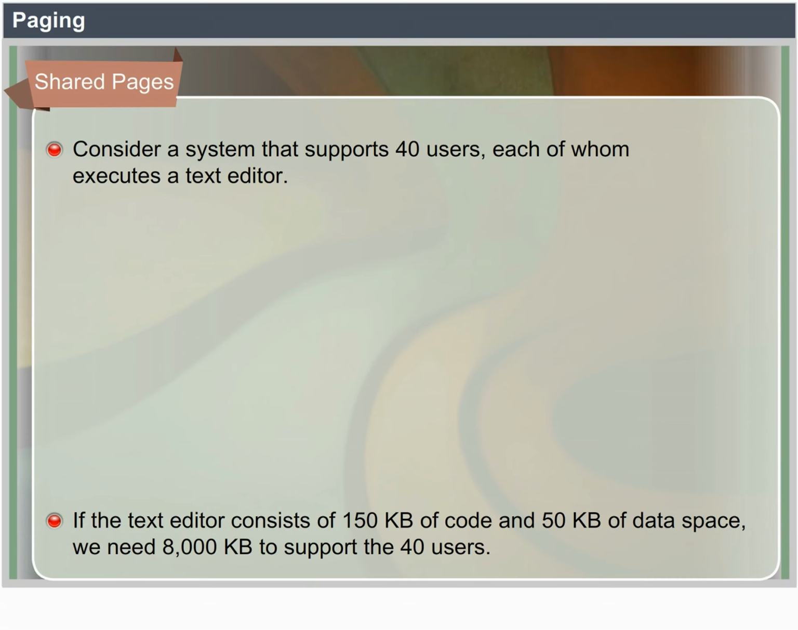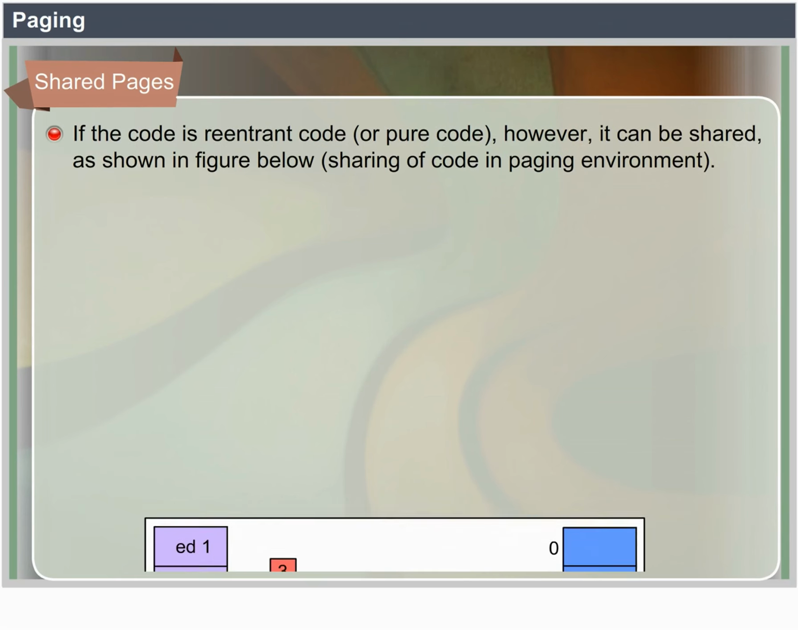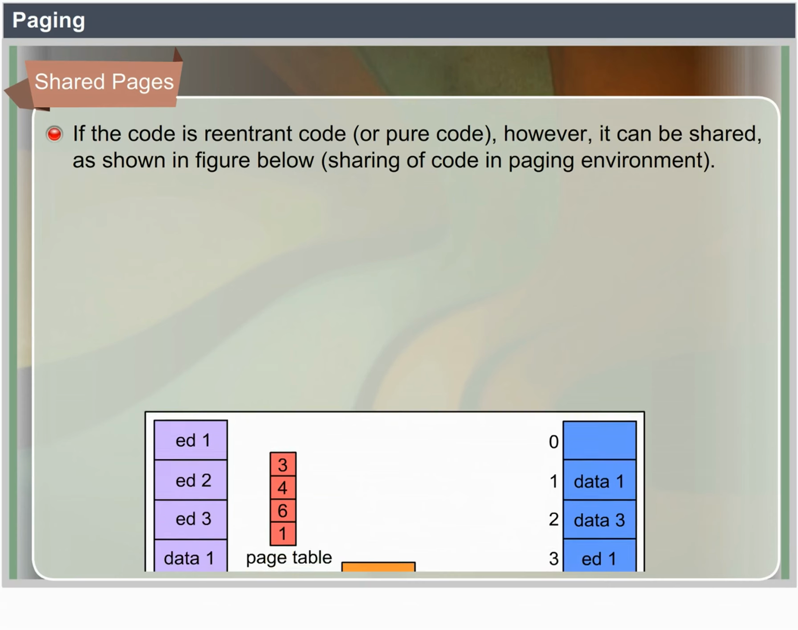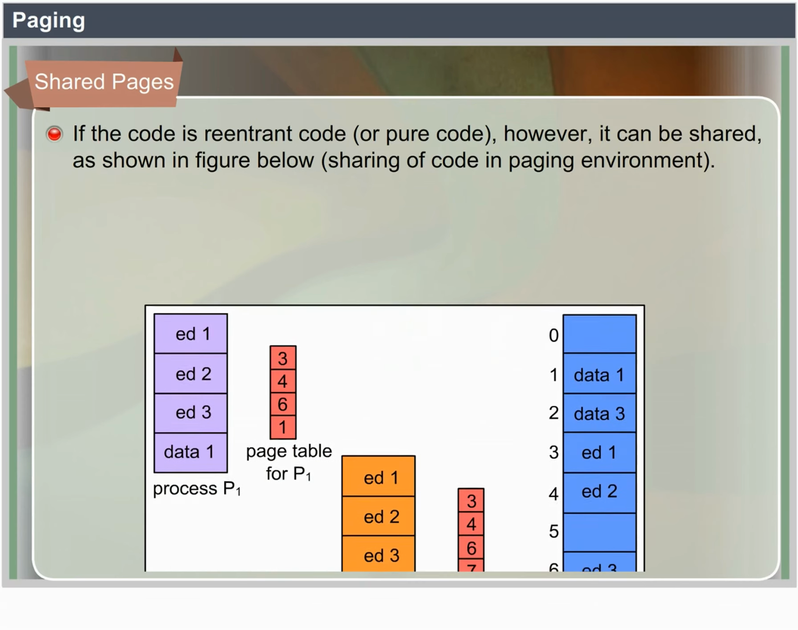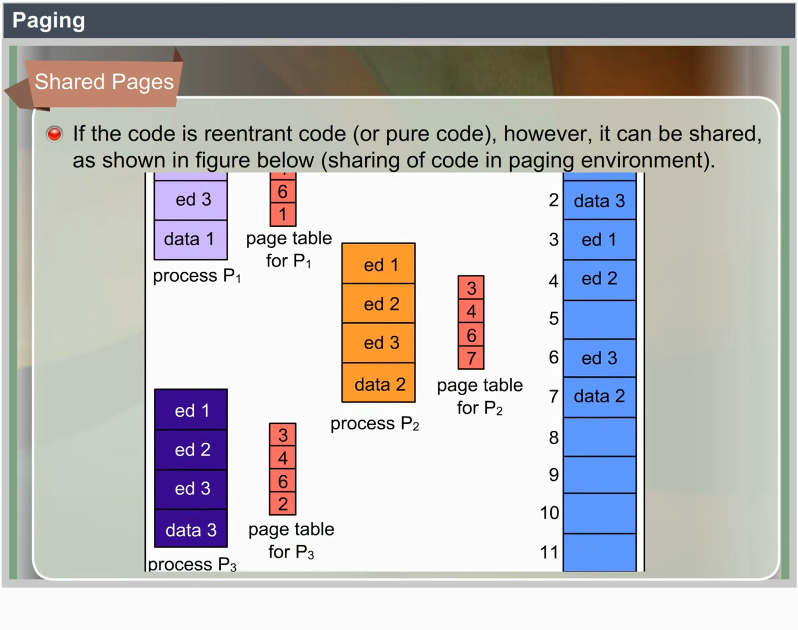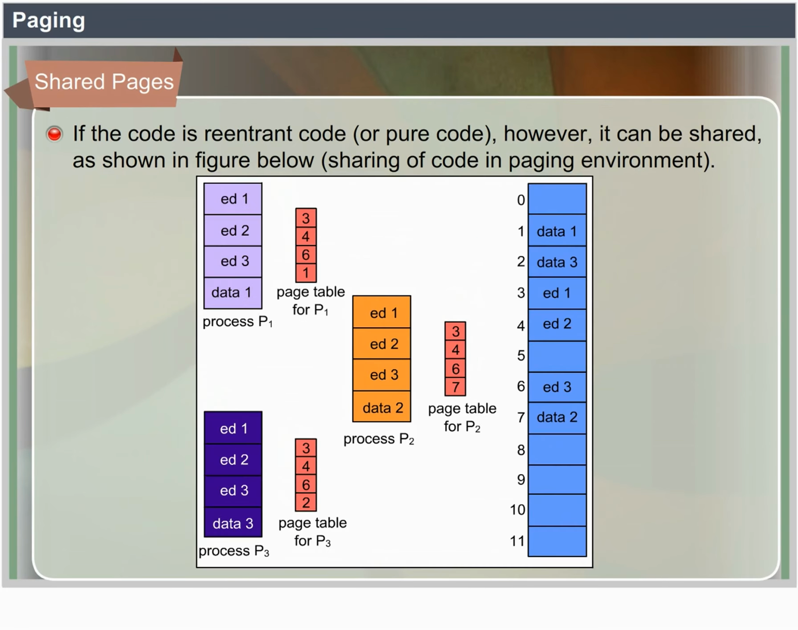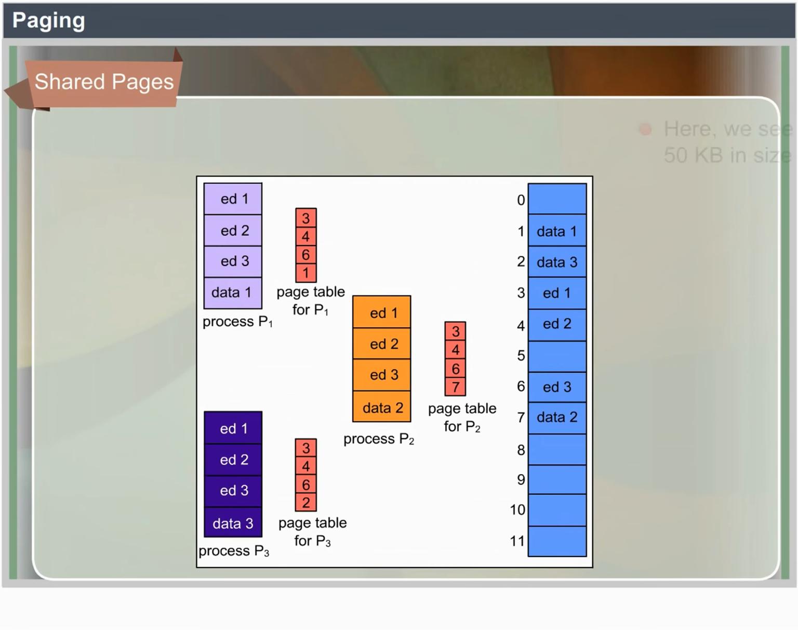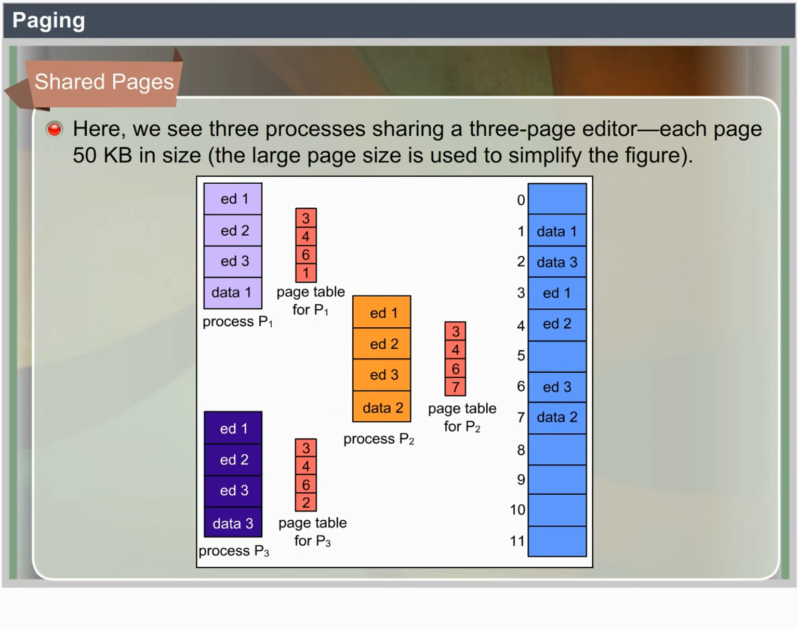If the code is reentrant code or pure code, however, it can be shared, as shown in the figure below. Sharing of code in a paging environment. Here we see 3 processes sharing a 3-page editor, each page 50 kilobytes in size. The large page size is used to simplify the figure. Each process has its own data page.